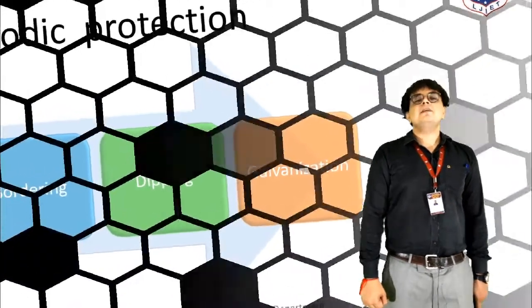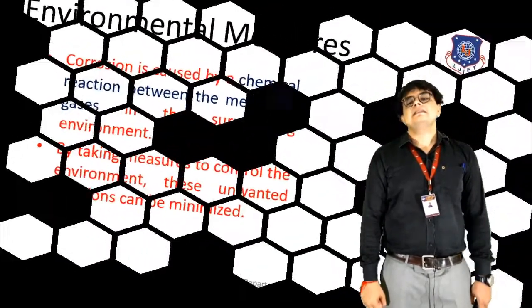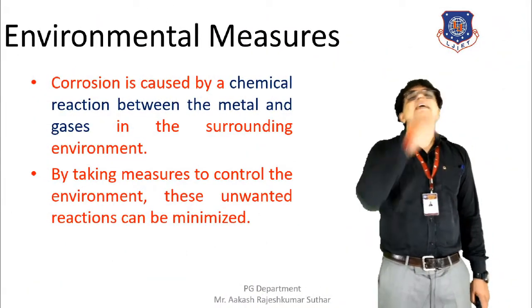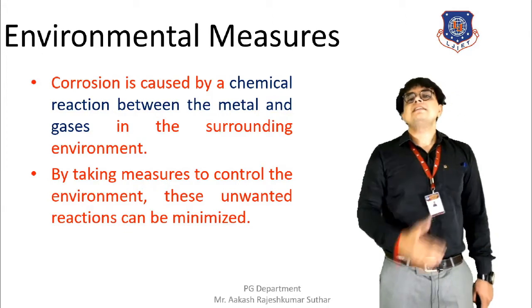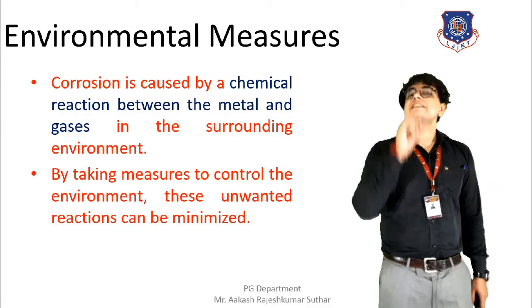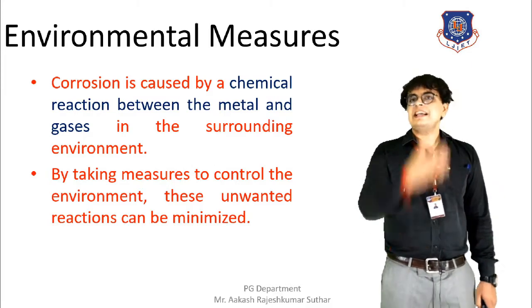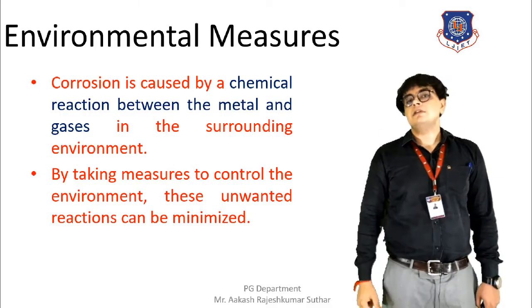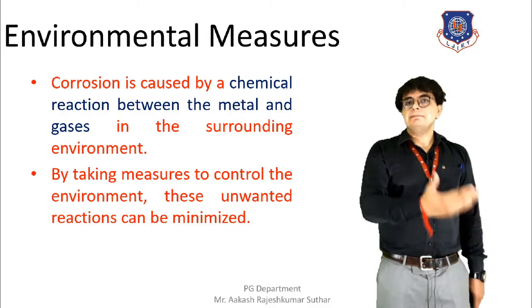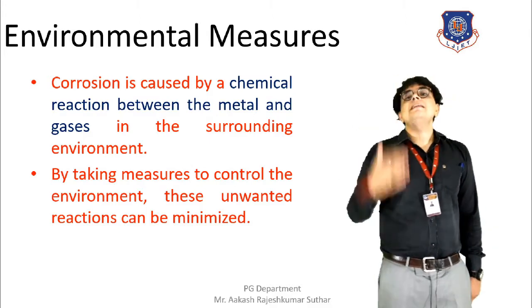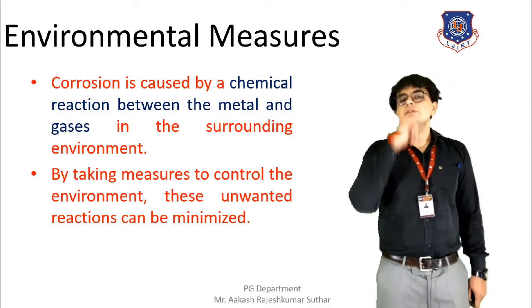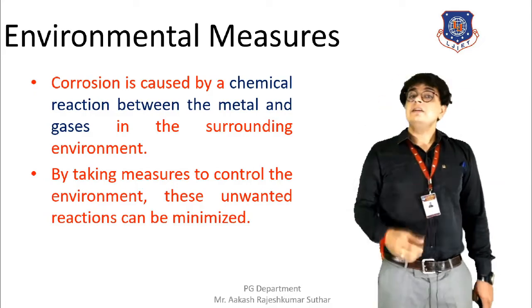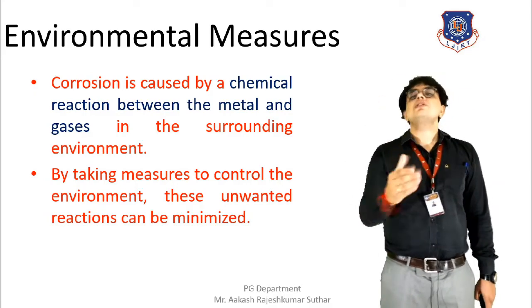Moving towards the next type of method, that is the environmental measures. We all know that a metal is exposed to the environment, and whatever components are present in the atmosphere cause corrosion. In the environment, toxic gases or other components are found. Because of the reaction of the metal to the environmental gases or components, corrosion takes place. So by taking certain control over the environment, we can reduce the occurrence of corrosion on the metal.